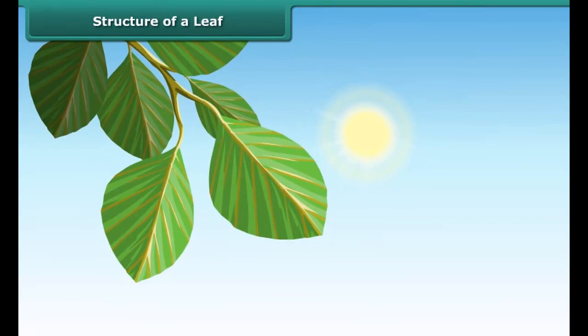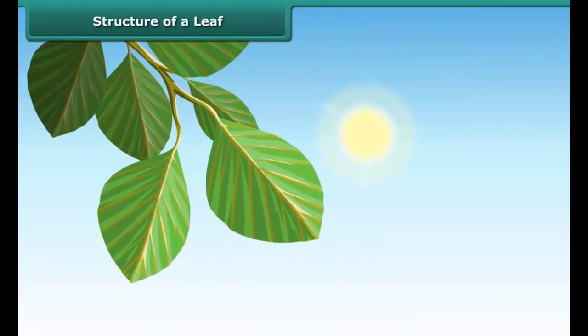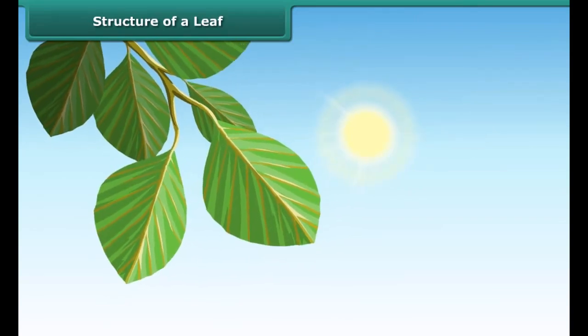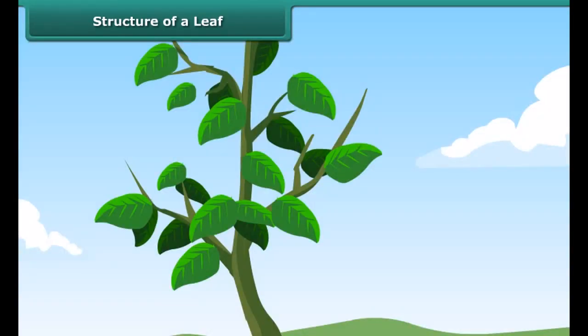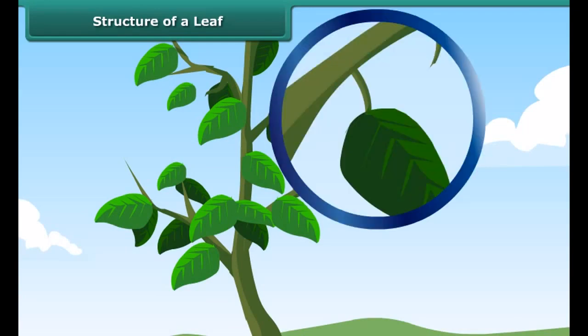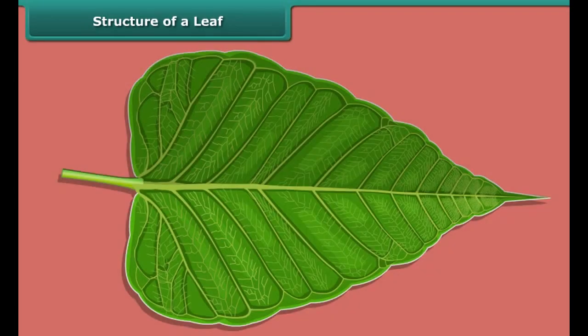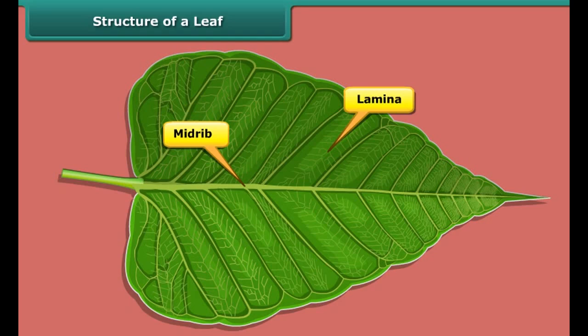A leaf is a flat, green structure attached to a node on the stem. The stalk by which a leaf is attached to the stem is called the petiole. The thin, flat and white part of the leaf is called lamina. The lamina is green in color. The thick line present in the middle of a leaf is called the midrib. The thin lines branching from the midrib are the veins.